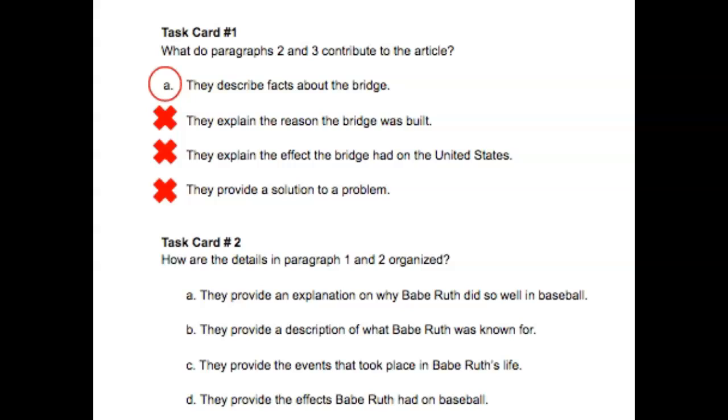Task card 2, how are the details in paragraph 1 and 2 organized? So that one we know the text structure was sequence of events. So we're looking for a keyword that's going to tell us sequence of events. They provide an explanation on why Babe Ruth did so well in baseball. They provide a description of what Babe Ruth was known for. They provide the events that took place in Babe Ruth's life, so that's going to match sequence of events. They provide the effects Babe Ruth had on baseball. So our top choice would be they provide the events that took place in Babe Ruth's life because the text structure is sequence of events.